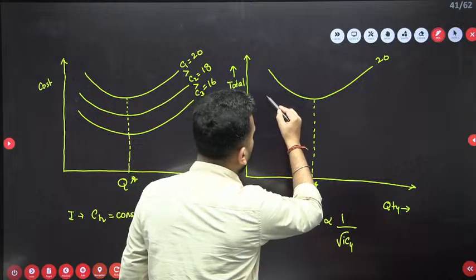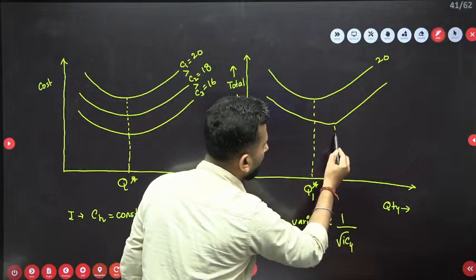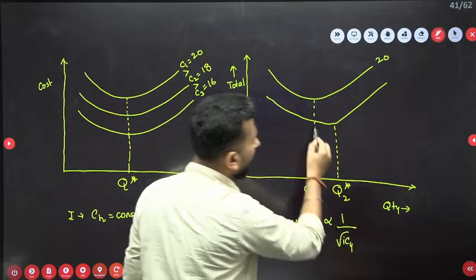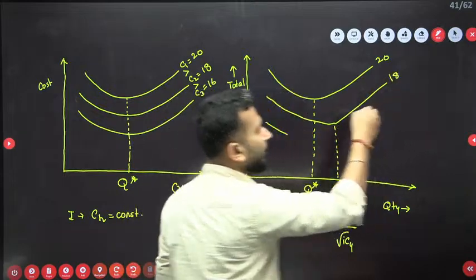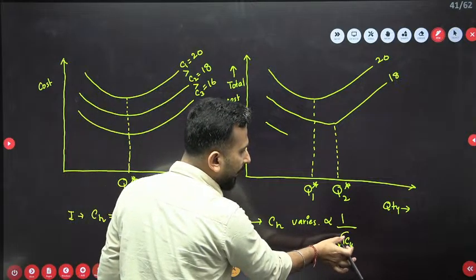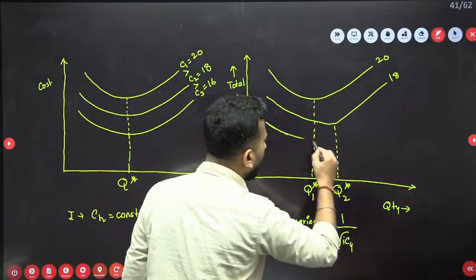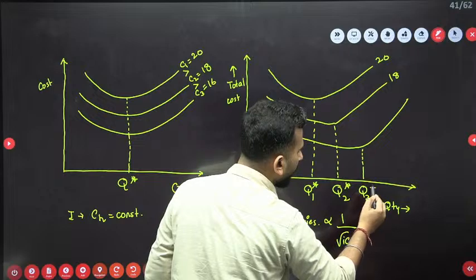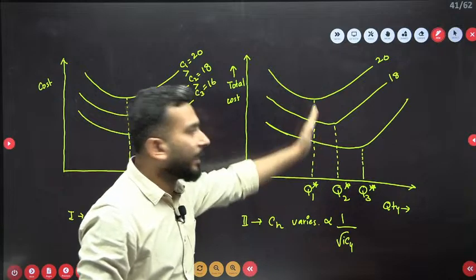So now I have to draw something like this, because now this is my EOQ. You can clearly see that I have drawn it this way. Again, if this is for 18 rupees and I give more discount, it will become 16 rupees. It is decreasing in the denominator, so my quantity, the EOQ, will increase. So I have to shift it again more to the right, something like this. So clearly you can see CH is varying, and if CH is varying, quantity is varying.